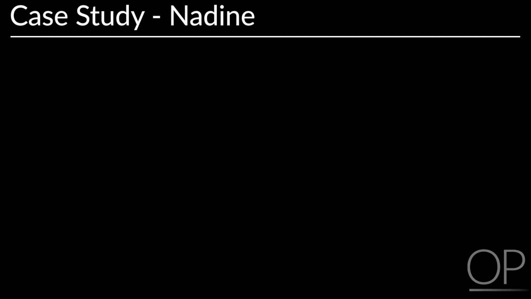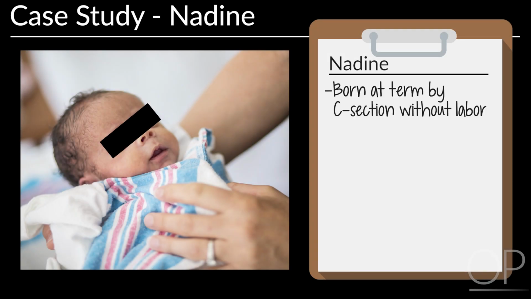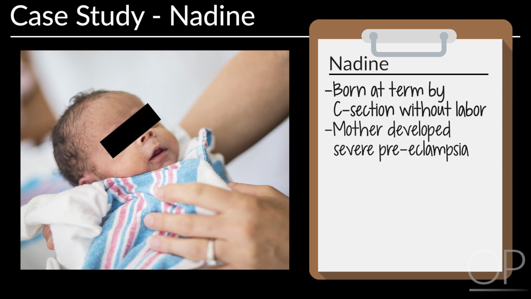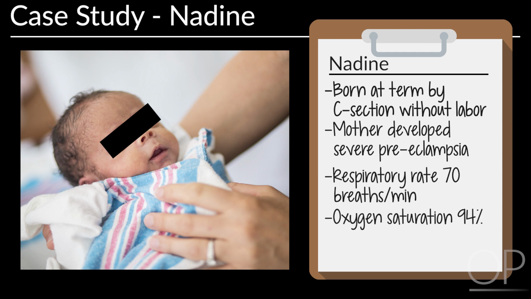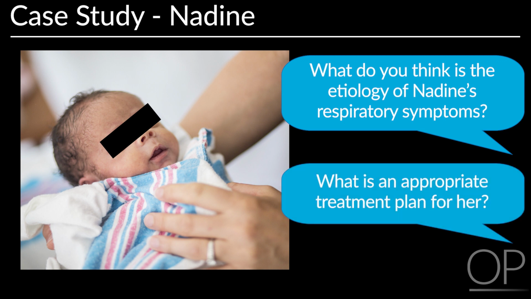Now you're taking care of Nadine, a newborn baby born at term by C-section without labor because the mother developed severe preeclampsia. When you examine Nadine, you note her respiratory rate to be 70, her oxygen saturation is 94, and she has mild retractions with good air entry. What do you think is the etiology of Nadine's respiratory symptoms? What is an appropriate treatment plan for her?